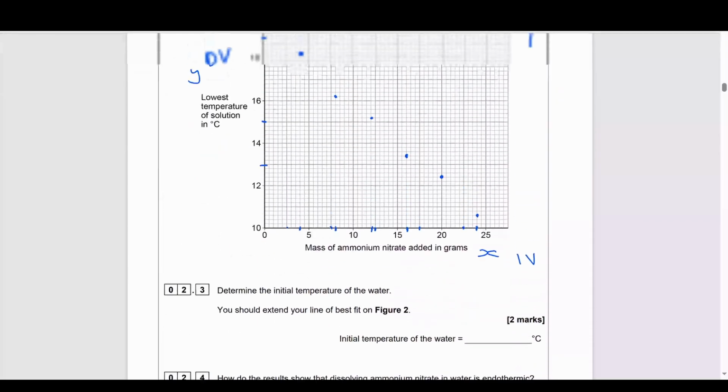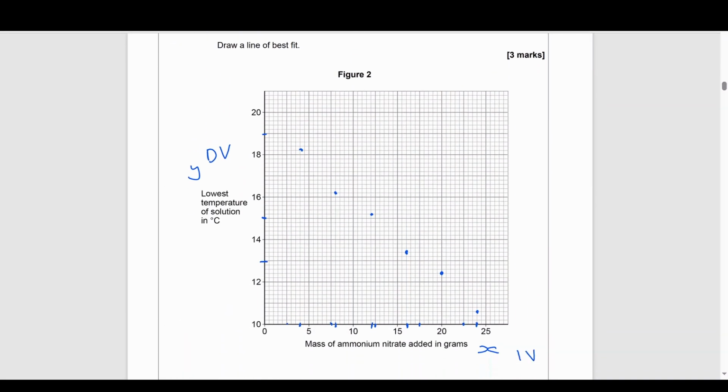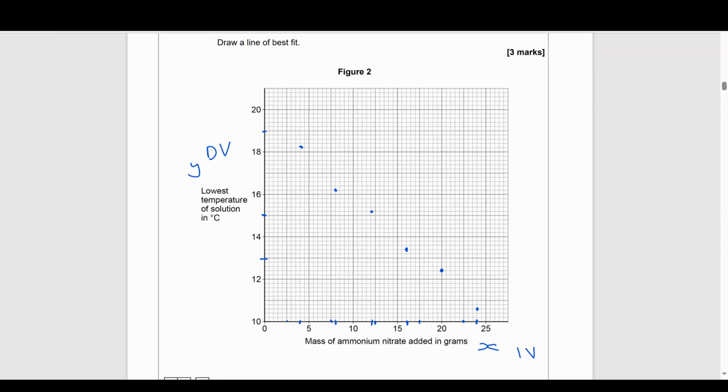Okay, so we've plotted all our points now. The next thing that they're asking us for is to draw a line of best fit. Remember that a line of best fit needs to go through as many of the points as possible. The best idea at this point would be to draw a straight line going through as many of the points as possible. And there is a suitable line of best fit going through as many of the points as possible.